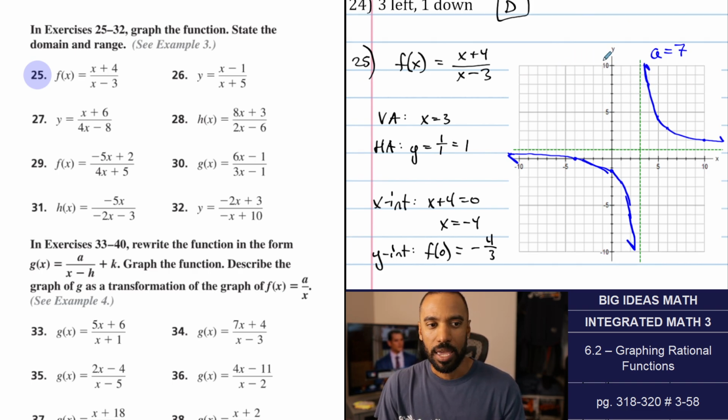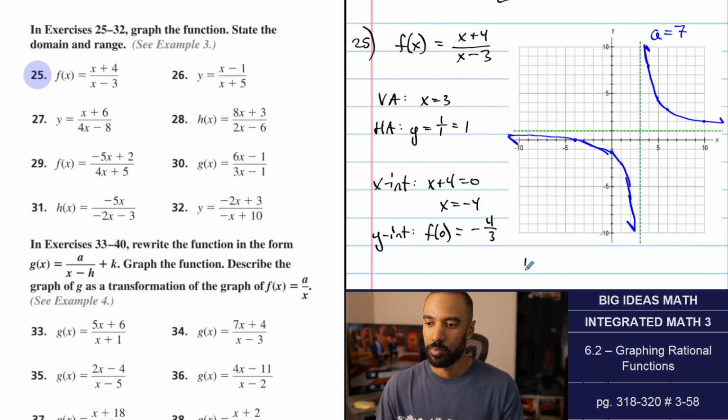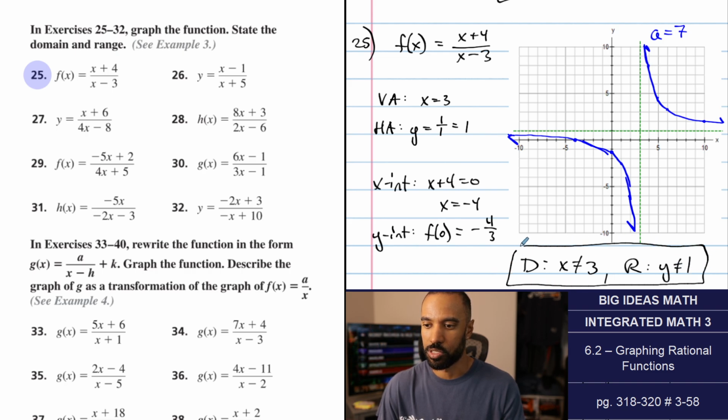There's the graph. Domain and range. Domain, x can't equal 3. And range, y can't equal 1. They are the vertical and horizontal asymptotes that we stated previously.